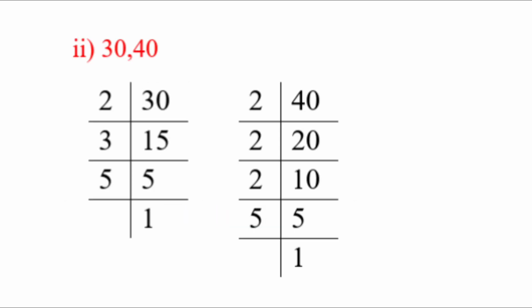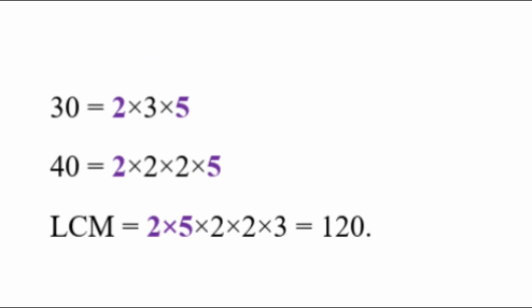The second example is 30 and 40. The factors of 30 are 2 multiplied by 3 multiplied by 5, and 40 is equal to 2 into 2 into 2 into 5. So here we can take out the common factors. They are 2 and 5, and the uncommon factors are 3, 2 and 2. So multiplication of them, 2 5s are 10, 10 2s are 20, 20 2s are 40 and 40 3s are 120. So LCM is 120.